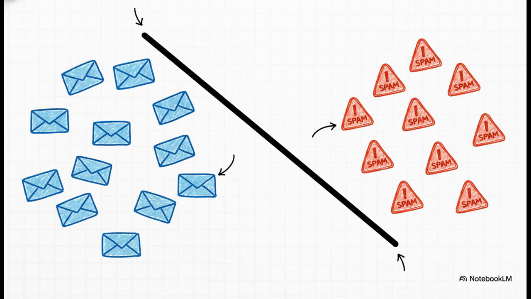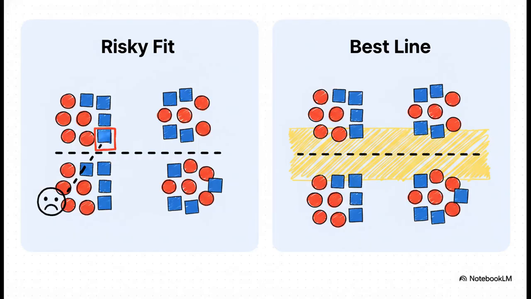A linear model's job is really, really simple. Just draw a clean straight line right between them. Everything on one side gets labeled spam, and everything on the other side is not spam. That's it. But here's the thing. Not just any line is going to cut it. If you draw a line that gets way too close to the data points, you're taking a big risk. A new email could easily pop up on the wrong side of the line.